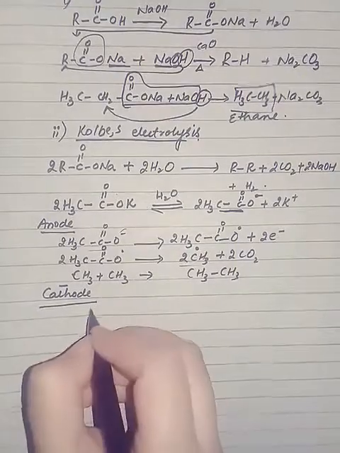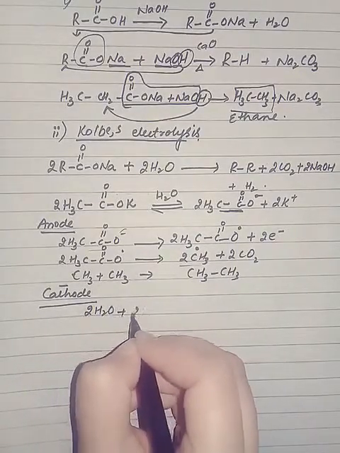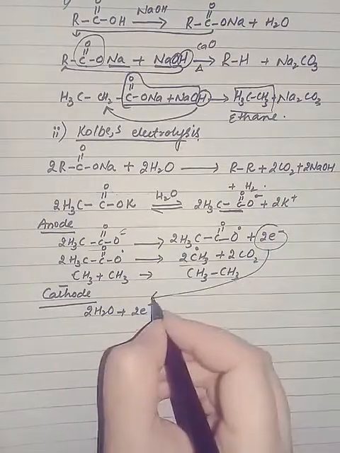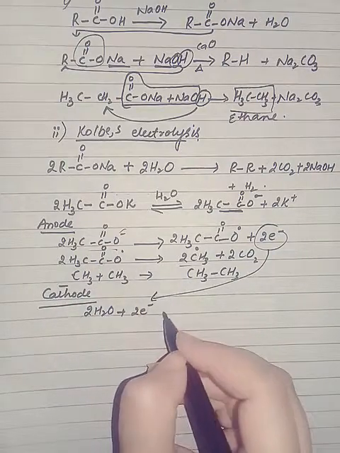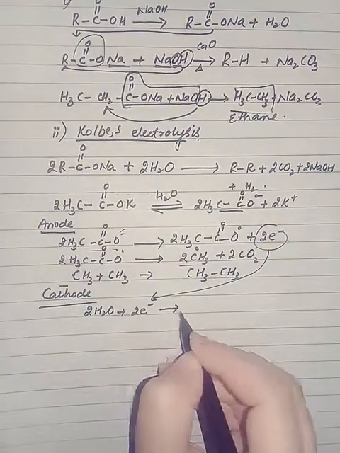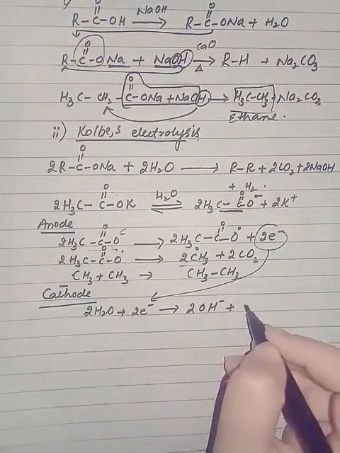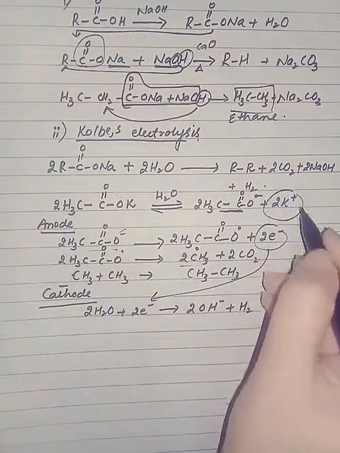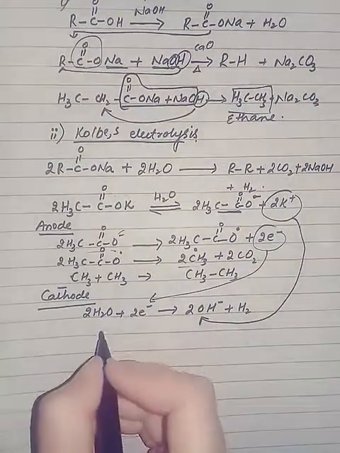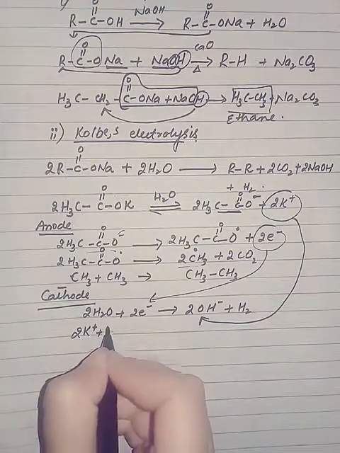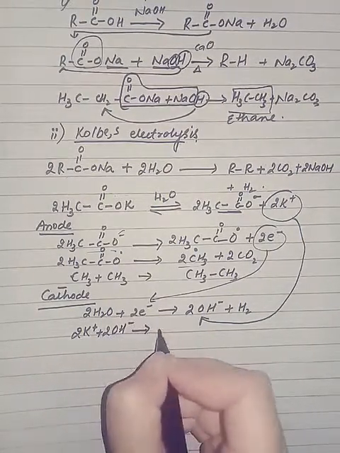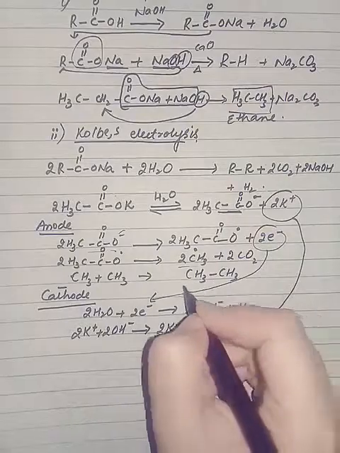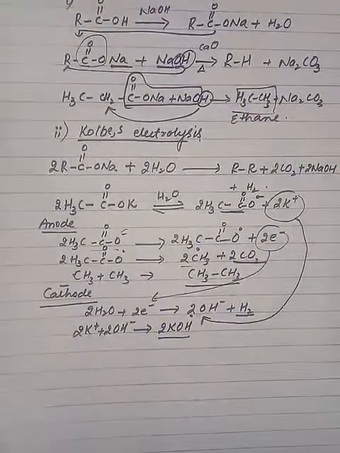At the cathode, the water will get these two electrons lost by this anion, and it will be ionized into hydroxyl and hydrogen gas. The potassium ions which are in the solution will take these hydroxyl groups and give us 2KOH. So these are our products. Four products will be produced.